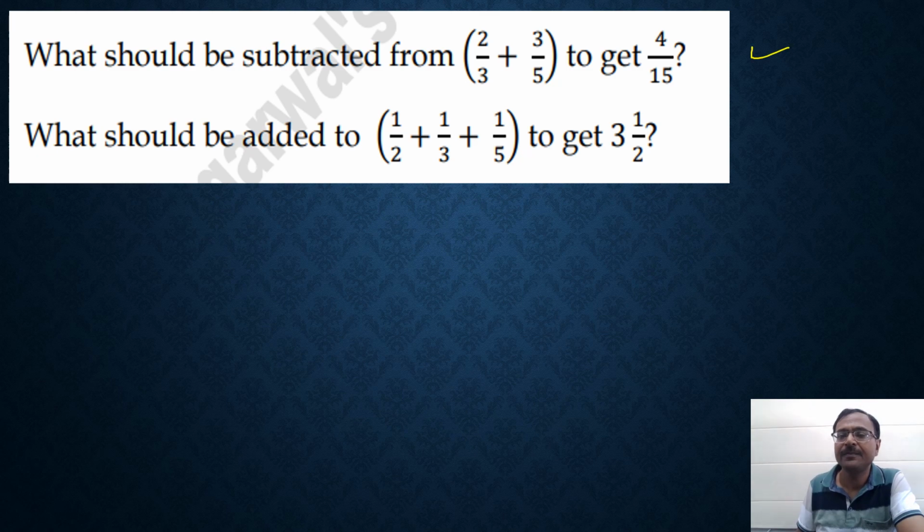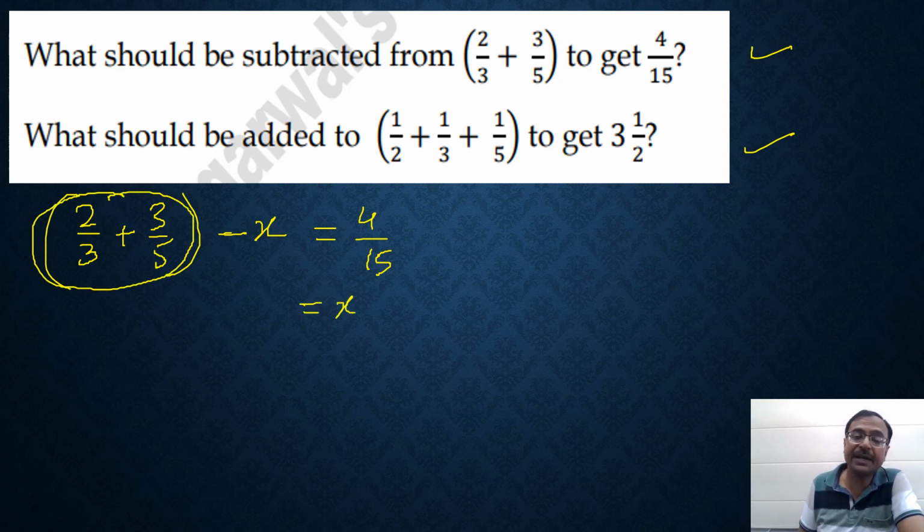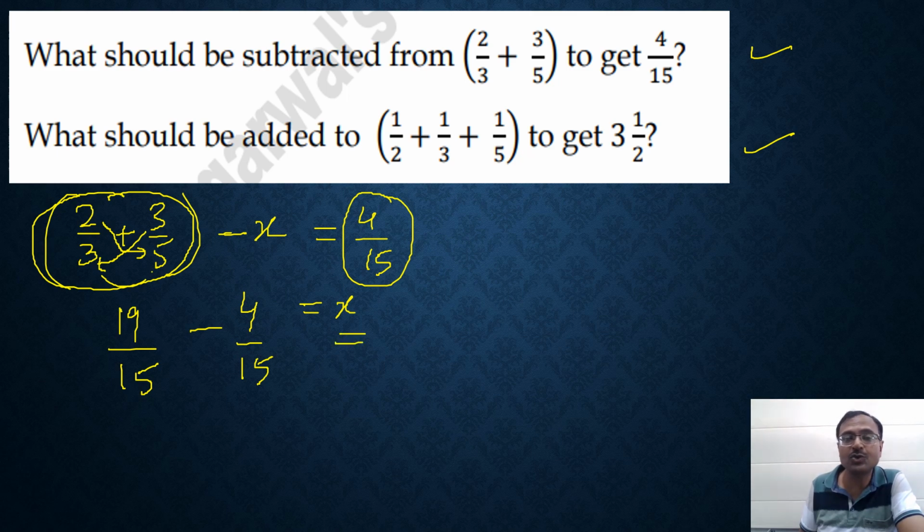So there are two questions here in which there are more than two fractions to be handled. What should be subtracted from? So there is something to be subtracted from this, right? What should be subtracted from? Let's subtract x from that to get 4 by 15. So what do you do in such cases? For finding x, you take the sum of these two first. This is again butterfly method. 10 plus 9 is 19 and 5 3s are 15, and subtract this from the sum. So you will get what is to be subtracted from 2/3 plus 3/5 to get 4/15.